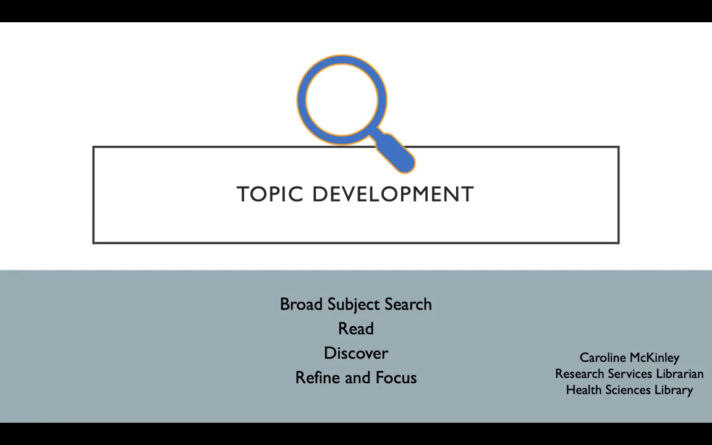develop from a broad subject, doing a broad subject search, reading through the results that you get from perhaps PubMed. You're going to be organically making some discoveries, areas of interest that you wish to focus in on, and you'll be able to refine and then focus your search even more. So it's an organic process from broad subject to a narrower topic.